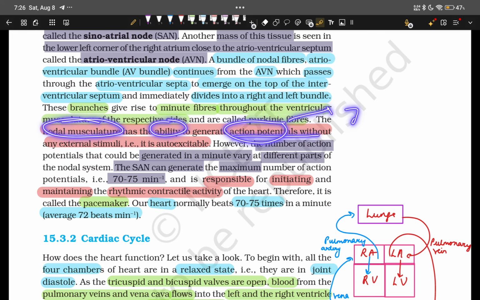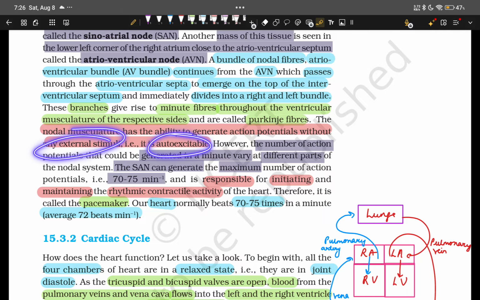Action potentials, what are they? They are impulses. So they can generate impulses on their own without any stimulus by the neural system. So they are auto-excitable. Without any external stimuli, they can generate impulses. But the number of action potentials generated in a minute varies from part to part of the nodal musculature of the heart.